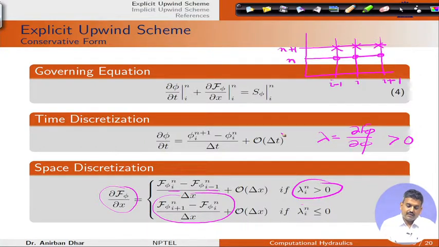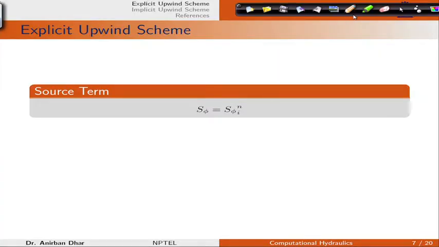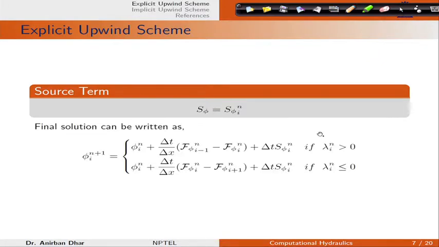And in this case time discretization is of order delta t and space discretization is of order delta x. So, overall accuracy for this one is delta x delta t. And for the sourcing term, this is simple, we will be evaluating at the n level. Now, we can write our final solution like this.